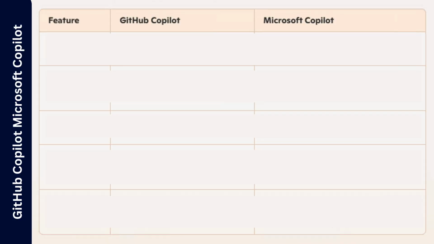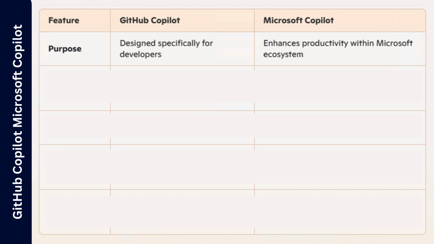Both GitHub Copilot and Microsoft Copilot are AI-powered tools designed to enhance productivity, but they serve different purposes and are tailored for distinct user needs. GitHub Copilot is a code assistant for developers, while Microsoft Copilot is an all-around productivity assistant for various Microsoft 365 applications. Purpose: GitHub Copilot is specifically designed for developers to assist in writing and improving code.